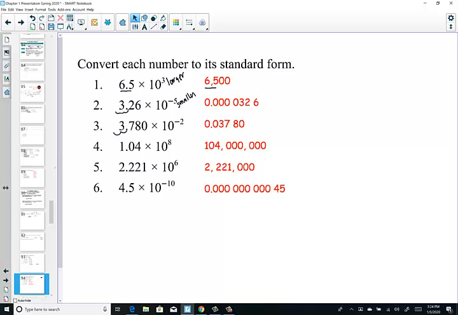0.03780. Number 4, we want to make the number larger, so we move the decimal 8 spots to the right, giving us 104,000,000.